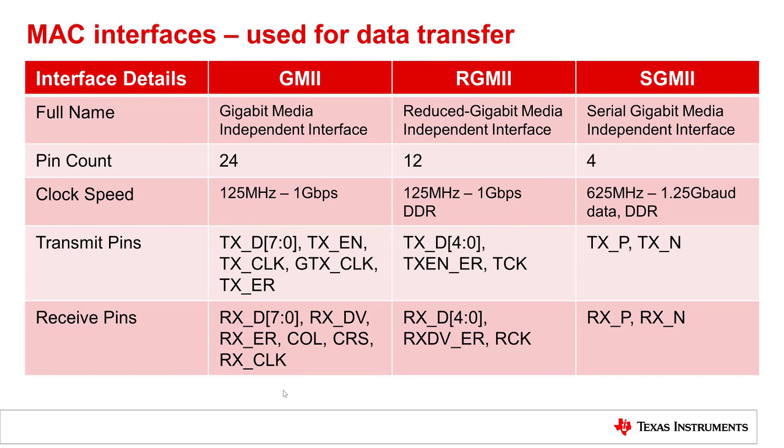the similar. The last in the list is the SGMII, or Serial Gigabit Media Independent Interface. This only needs a pin count of 4. And here you see that the clock speed goes up to 625 MHz. Here you have 2 differential lines, one for transmit and one for receive.